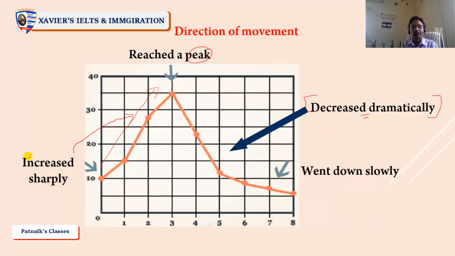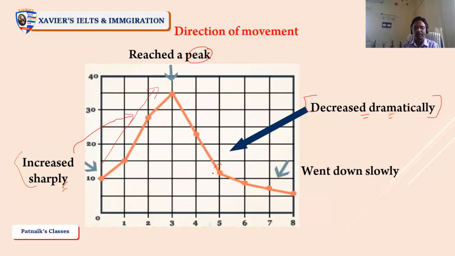So why are we using increased sharply here, and decreased dramatically here, when we can use increased sharply also, or increased dramatically? We can write that, but why are we not writing dramatically? Because repetition will be there. So to avoid repetition, we are using increased sharply and then decreased dramatically. Right, so these two words will help you show your range of vocabulary. You are not repeating anything, but you are pointing out the changes in the trends in your write-up, right?